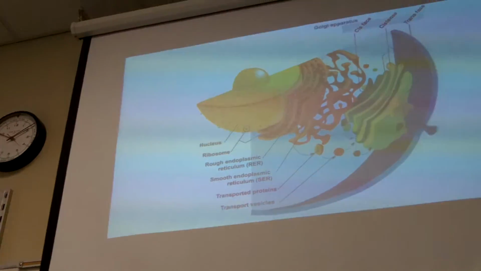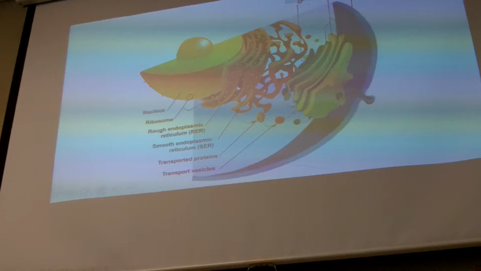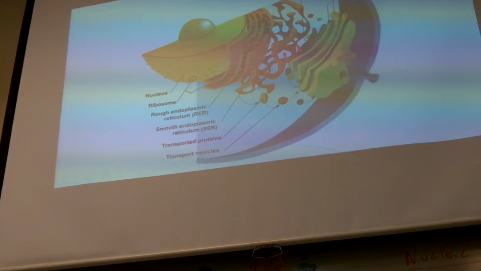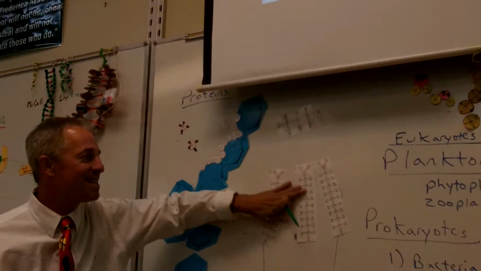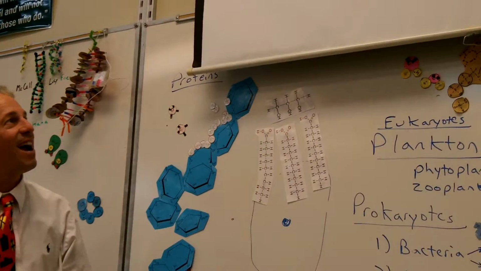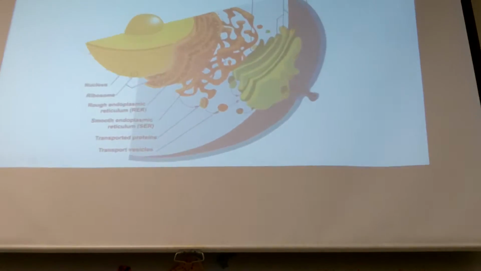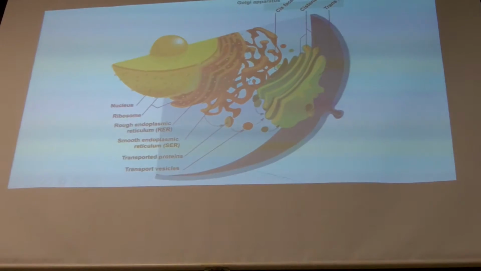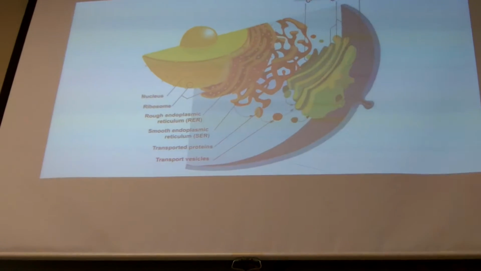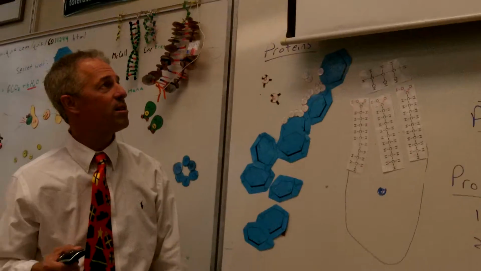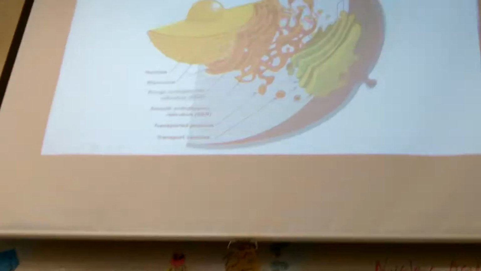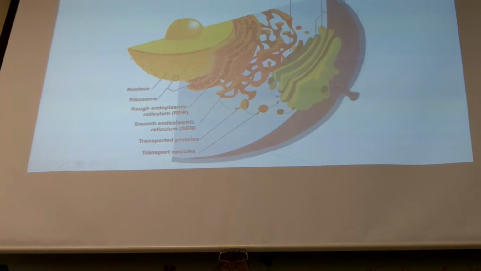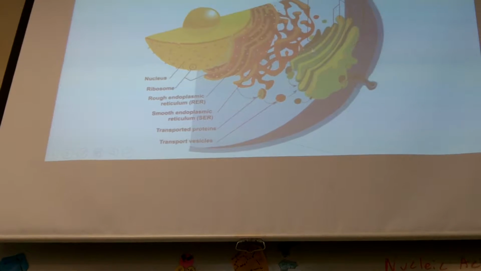Rough endoplasmic reticulum is where proteins are made and stored. Smooth endoplasmic reticulum is where lipids are made. These things are put together right there. I'm sure when we were talking about this, you were wondering where these were made. Well, they're made right there in the smooth endoplasmic reticulum. And after the proteins and fats are made, they get transported to this thing.